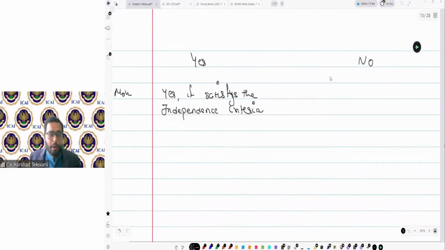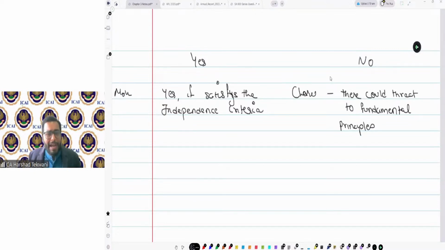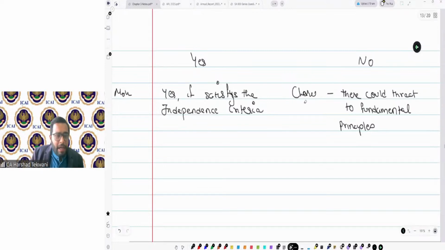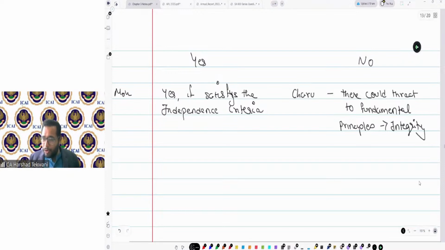No. Reason because there could be threat to fundamental principles. Okay. So Charu is saying there could be threat to fundamental principles like integrity, honesty, and all that stuff. So threat to fundamental principles if they do not follow integrity, objectivity, or that kind of thing. Very good.